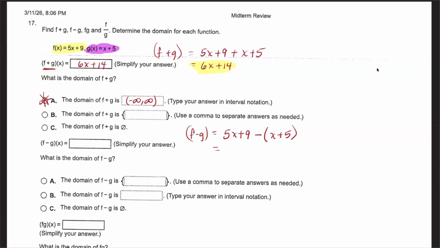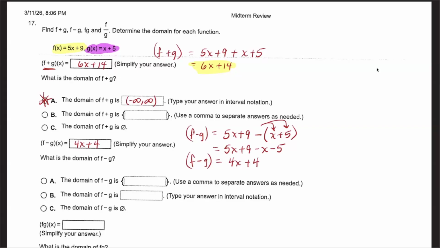So simplifying, we have 5x plus 9. Then everything inside the parentheses must change signs. That's what that minus means. So what was x becomes negative x. What was a 5 becomes a negative 5. And then you combine the like terms. So now we have 5x minus x, which is 4x, and then 9 minus 5, I believe that's going to be a plus 4. So f minus g is 4x plus 4.